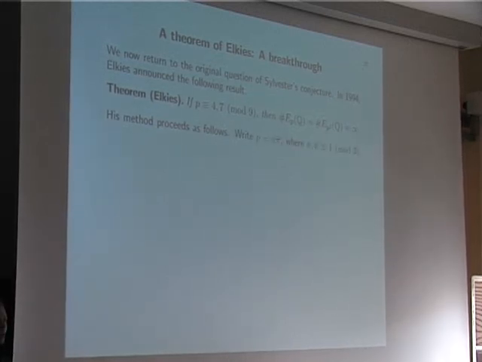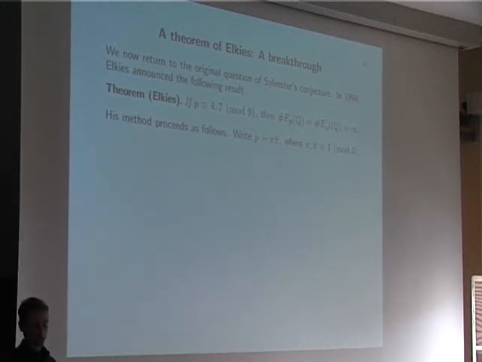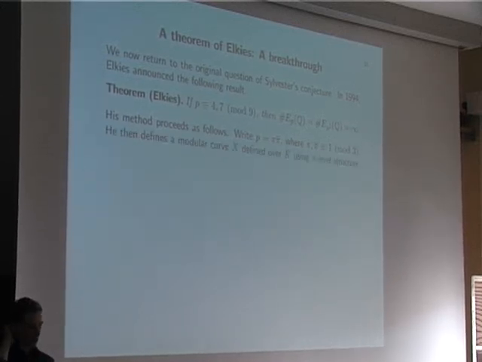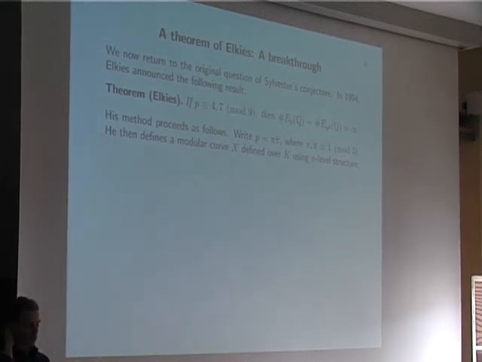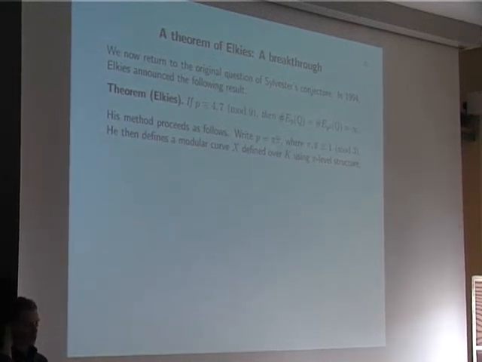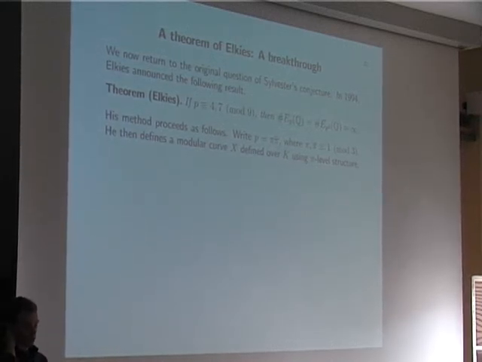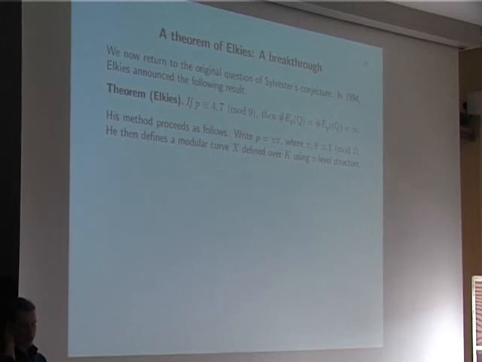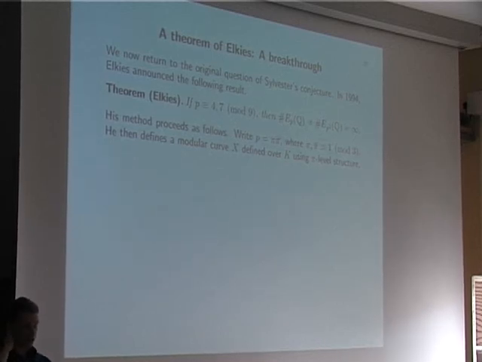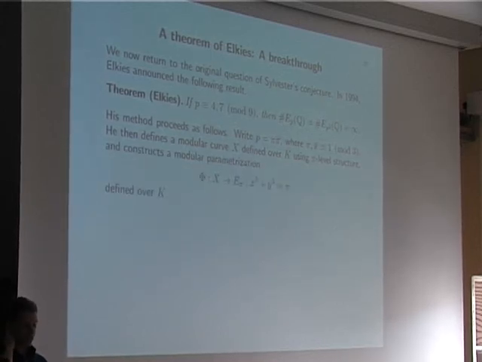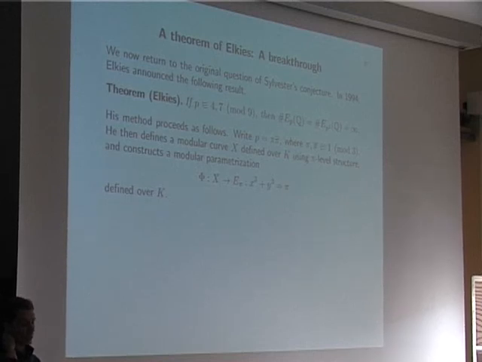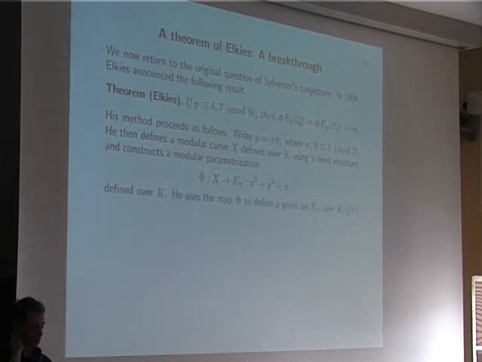So you have to write P as pi times pi bar, where both of these are elements of K, normalized to be 1 mod 3. So he does something funny. He defines a modular curve defined over K, which is, again, Q adjoin the cube root of unity. And here he uses some sort of pi level structure. And from this, he gets a modular parameterization to E_pi. So you get some x cubed plus y cubed equals pi, and that's defined over K.